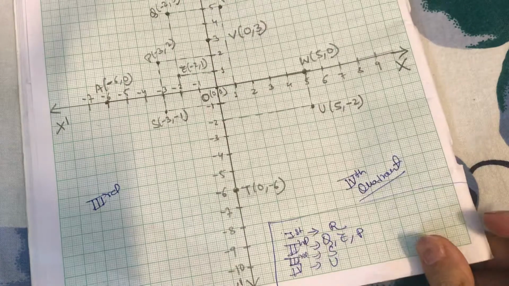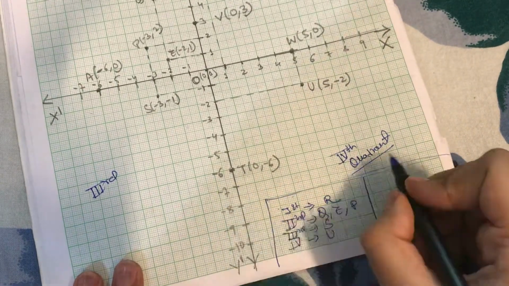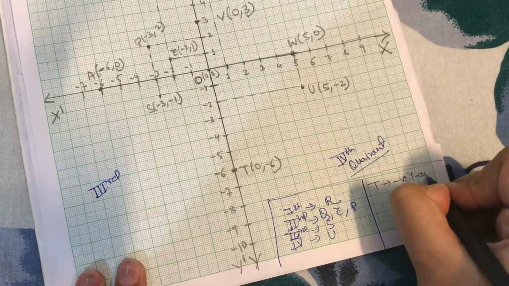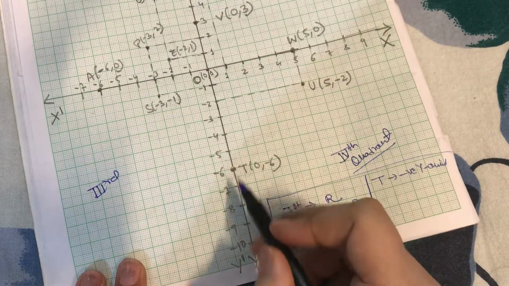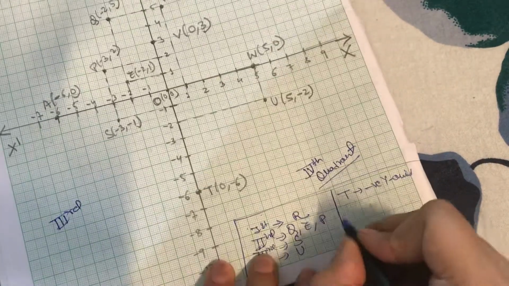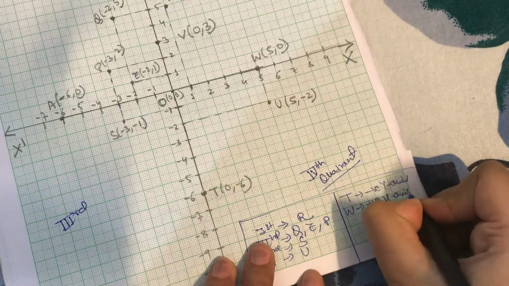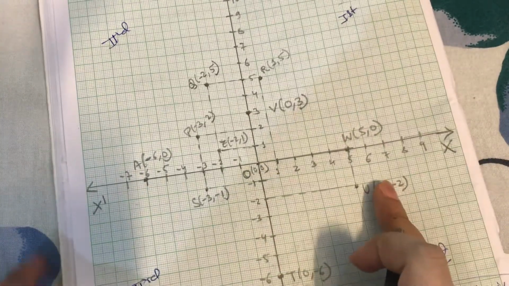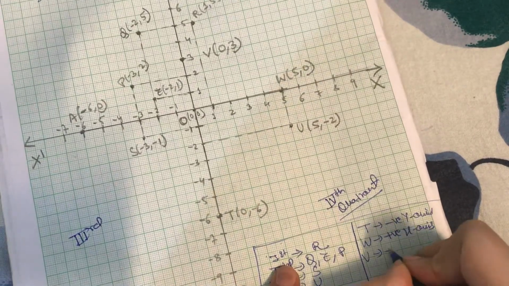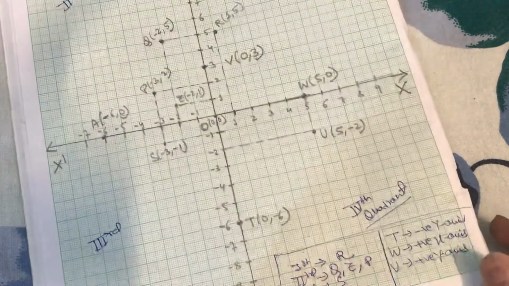Now let's talk about the points which are lying on the axes. Here T lies on where? Negative y axis. T is lying on the negative y axis, so I'll write negative y axis. W lies on the positive x axis. So here I'll not mention any quadrant. Now here V. So V lies on the positive y axis. It doesn't lie in any of the quadrants.